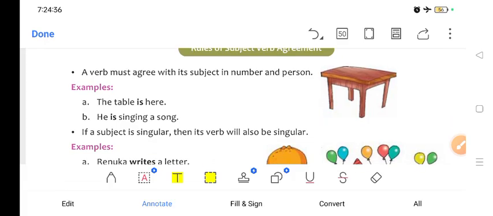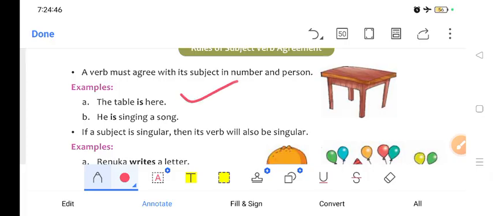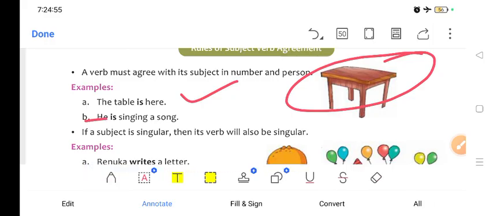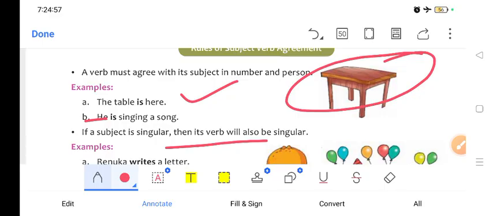Rules of subject verb agreement. So the first rule is a verb must agree with its subject in number and person. For example, the table is here. The table is singular form. We will put here a singular verb. He is singing a song. He is singular form, and we will put a singular verb here. If a subject is singular, then its verb will be singular.